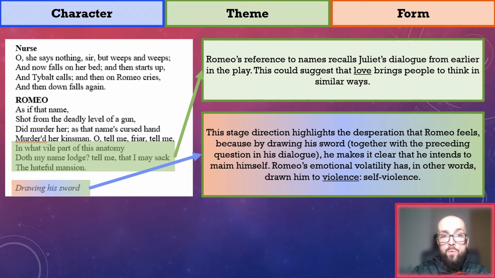By drawing his sword, which he is implied to want to use to maim himself by cutting his name out of his body, we learn that Romeo's emotional volatility has drawn him to violence, and not just any old violence, but self-violence. It is hard to not feel sorry for Romeo at this stage, for it seems that the prospect of being separated from Juliet has put him in a very dark and hopeless place.